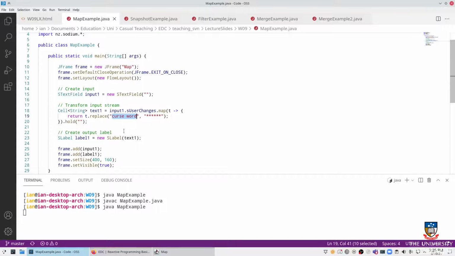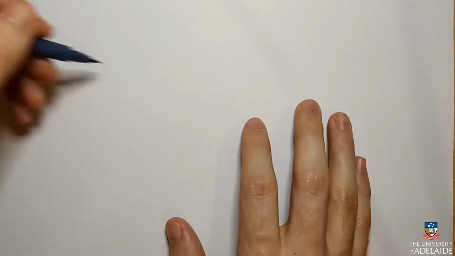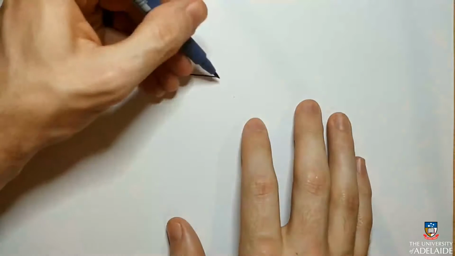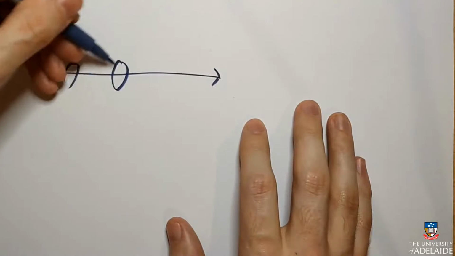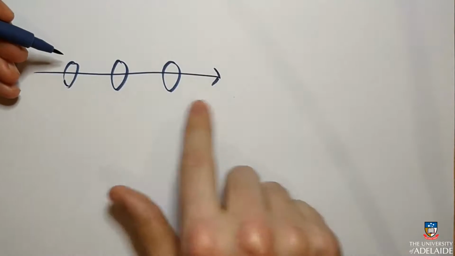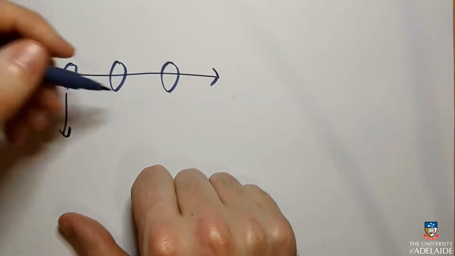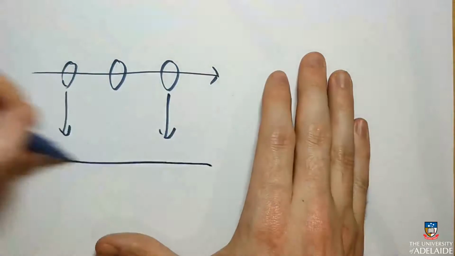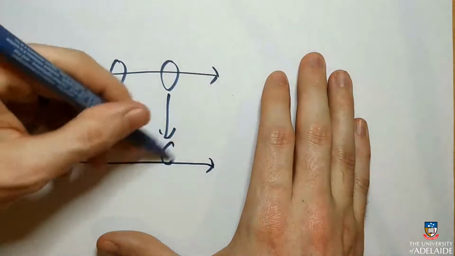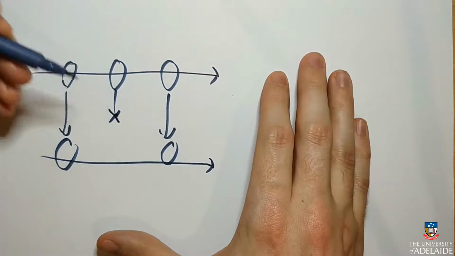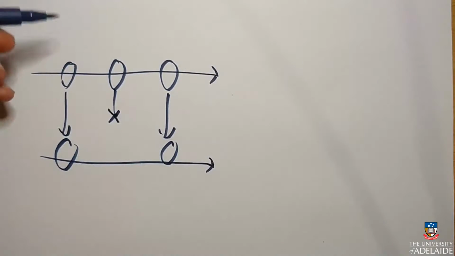Let's take a look at a slightly different pattern. We can take a look at the filter primitive. Now, the filter primitive is going to, if I have a sequence of inputs like so, accept some inputs and not others. Like so. Looks something like this.